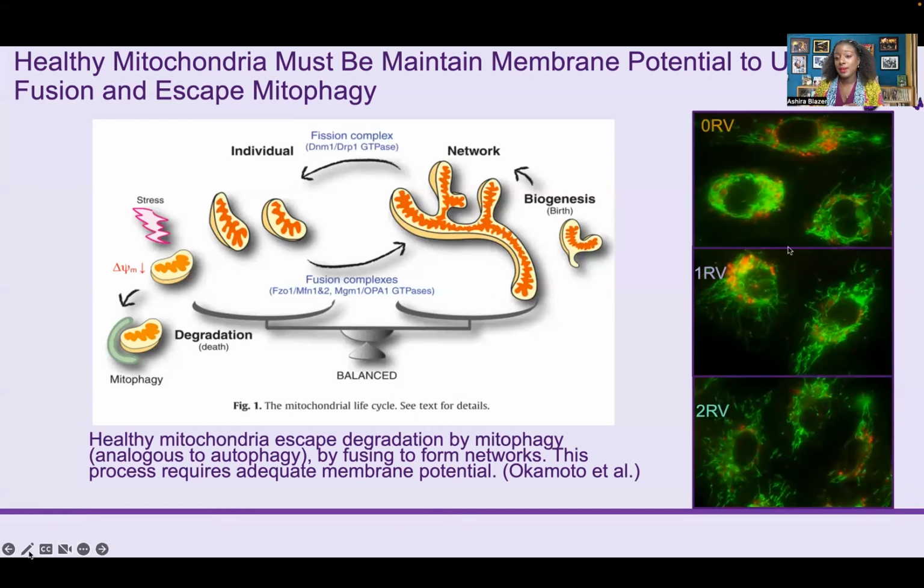In the panels to the right, I'm showing representative HUVECs from 0 variant carrying HUVECs, 1 variant carrying or heterozygous, 2 variant carrying or homozygous for APOL1.